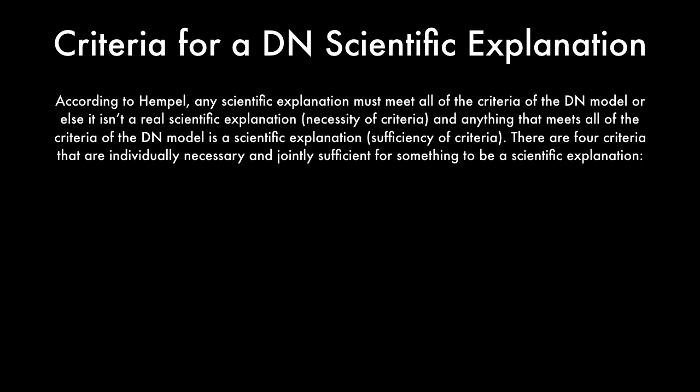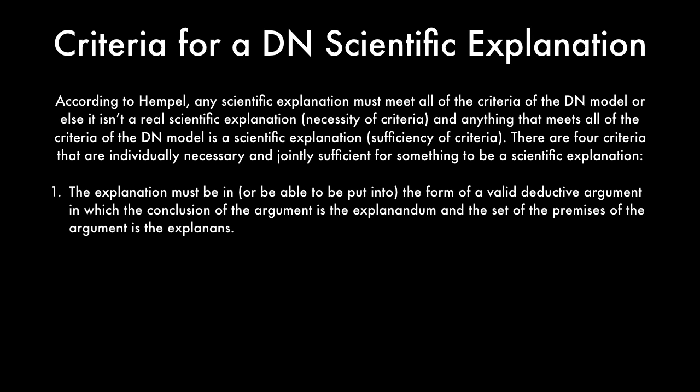That means that together, all of the criteria are sufficient for something to be a scientific explanation. There are 4 criteria that are individually necessary, that means each one on its own is required, and jointly sufficient, that means together they are enough for something to be a scientific explanation. These 4 criteria are: 1.